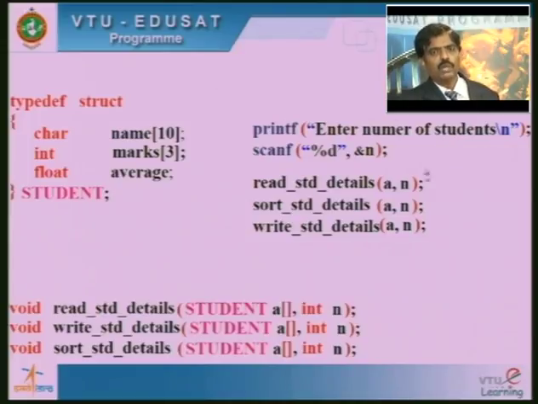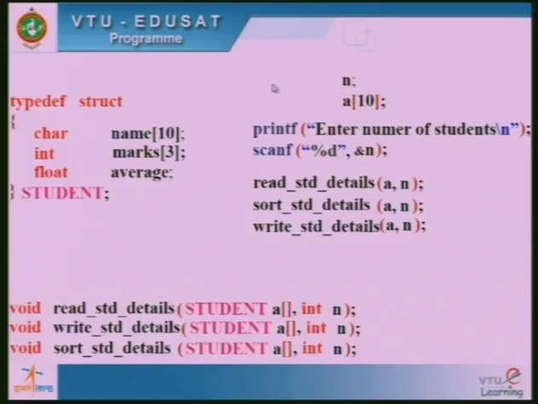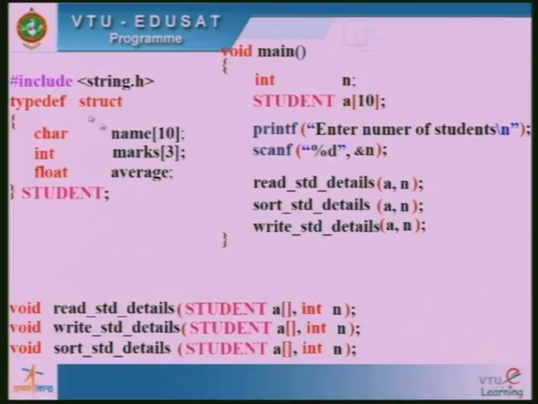Now tell me what are all the variables we have? N and a. N and a is an array, n is of type integer, a is an array of students. All these statements must be enclosed within braces like this, and here we write void main. The declaration of printf and scanf is available in stdio.h, and so go here and write hash include stdio.h.